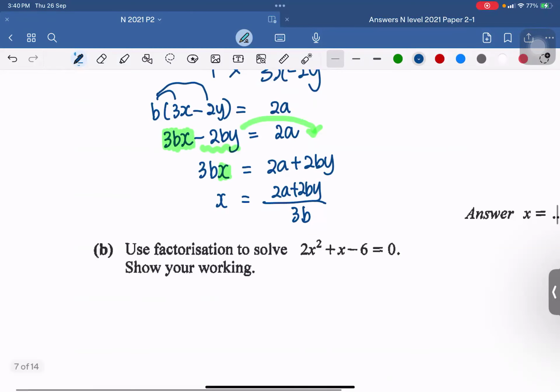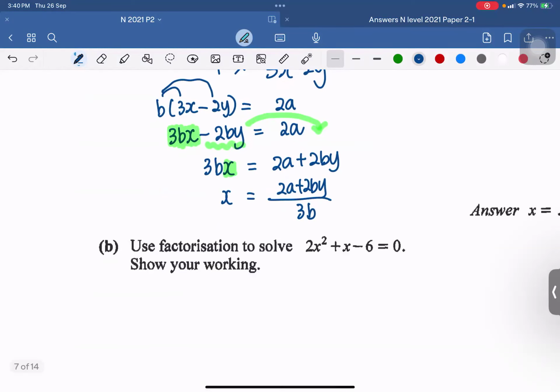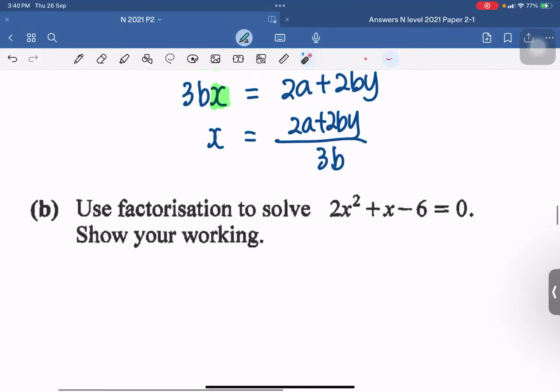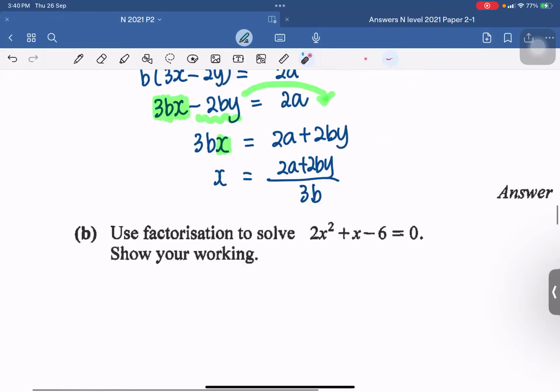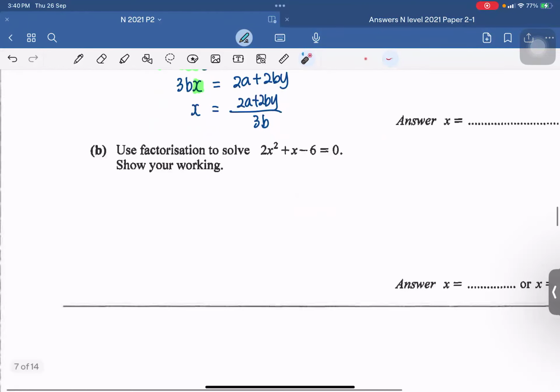Next one. Then I ask the rest of you, for this one, can I solve using the formula? Yes or no? No. Which word tells me I cannot solve using the formula? Factorization. Yes, the word factorization. Okay, thank you very much.